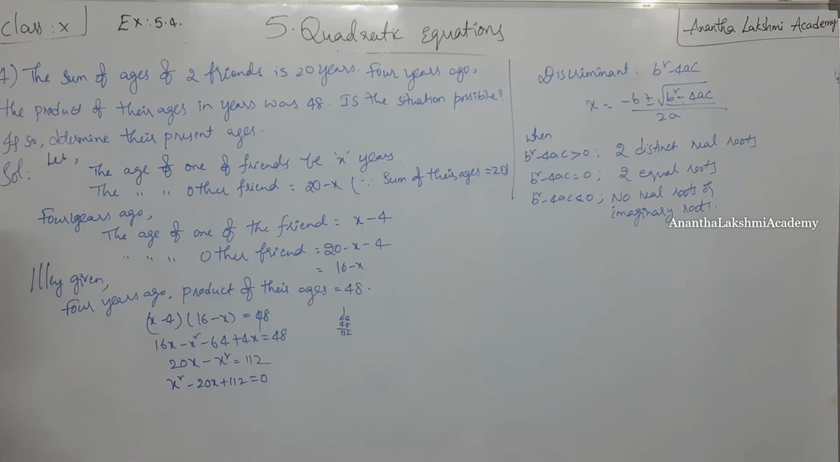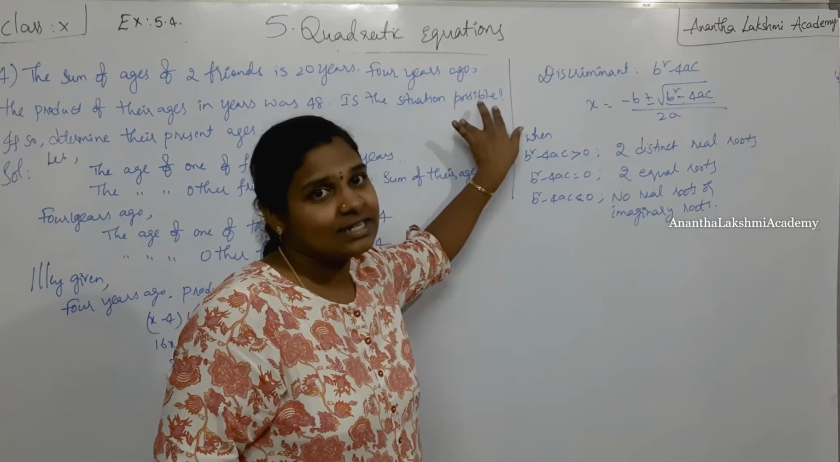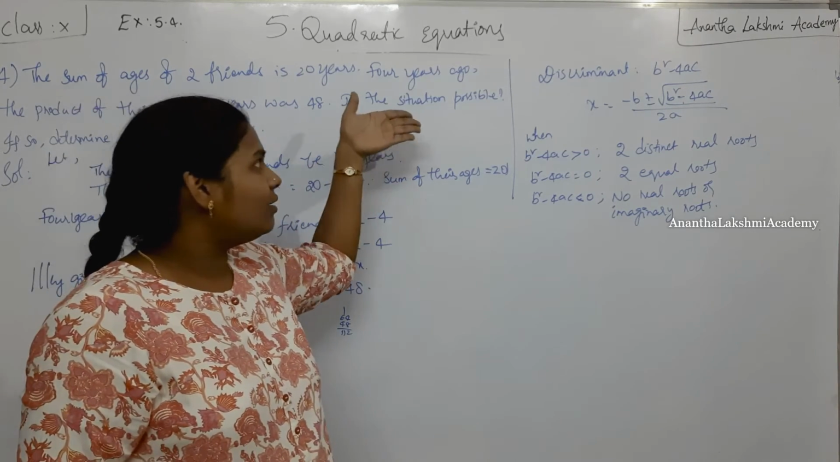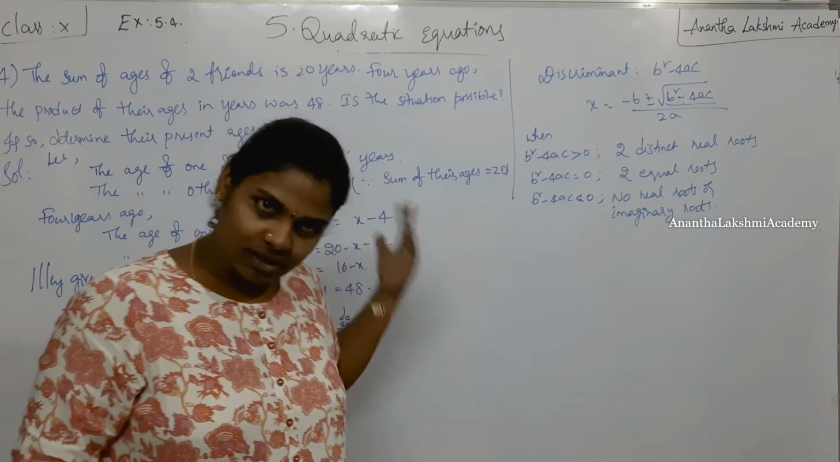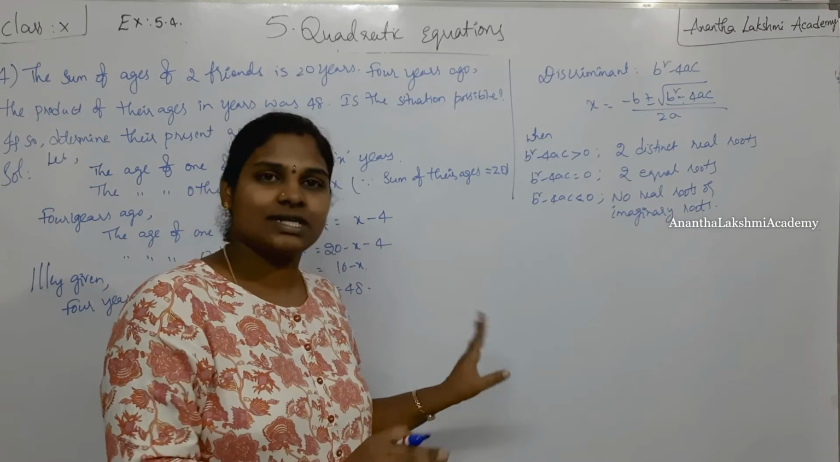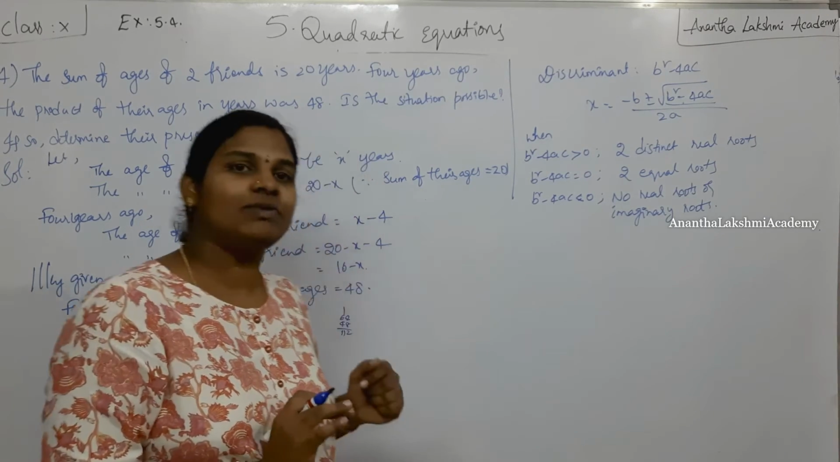Again we got a quadratic equation. What is being asked? Is the situation possible? They are asking us to identify the nature of the roots: whether the roots exist, whether the ages are equal, or whether the ages cannot be determined. That is what we need to figure out.